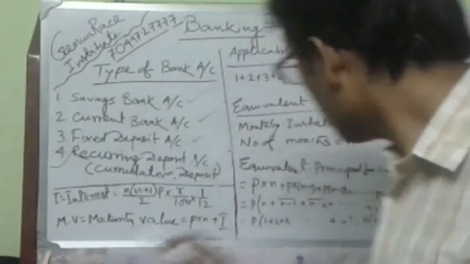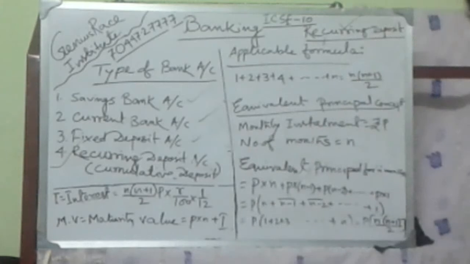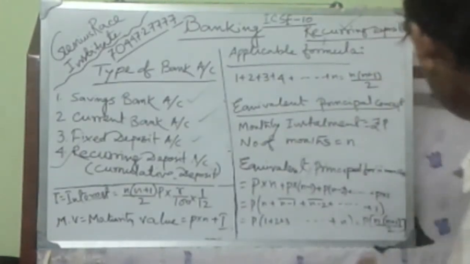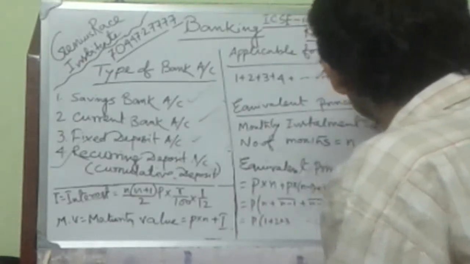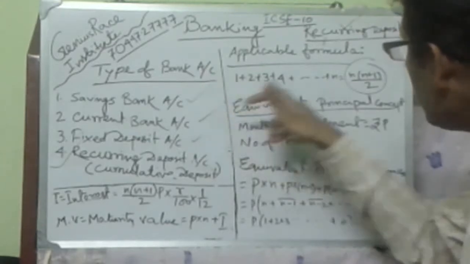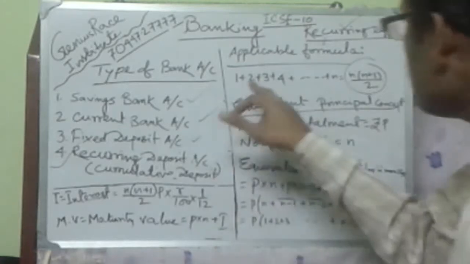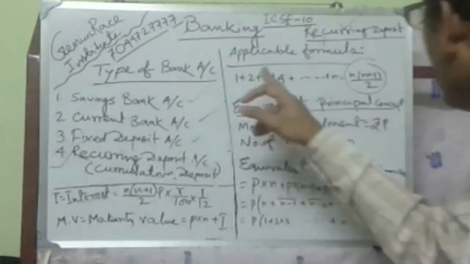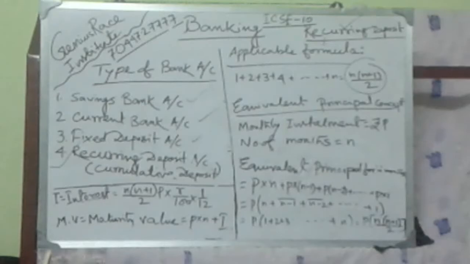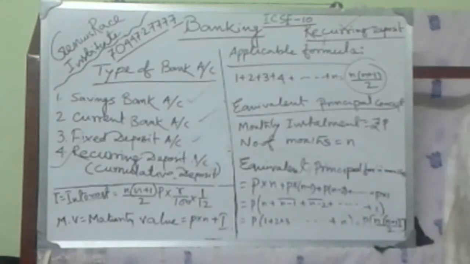This is, say, 1 plus 2 plus 3, 4 up to n terms. If we want to add, the formula will be n into n plus 1 by 2. Now what is n? Say you want to add from 1 to 100. You can add like 1 plus 2, that's a 3. 1 plus 2 plus 3, that's a 6. Or 1 plus 2 plus 3 plus 4, that's a 10. Or you can simply apply this formula.